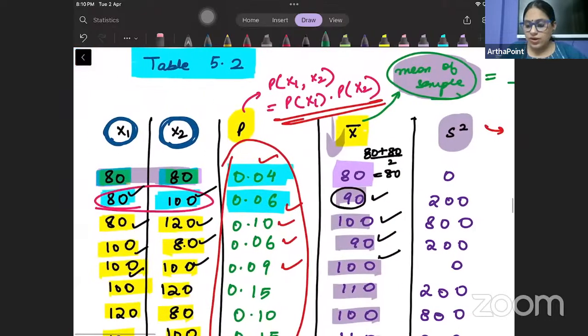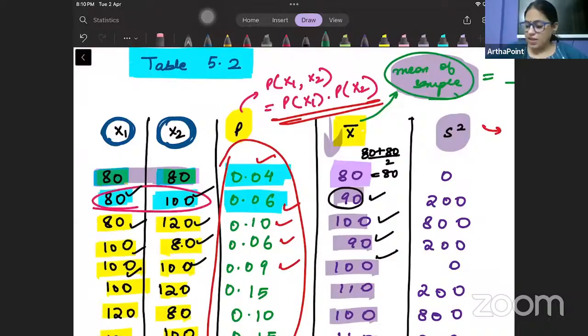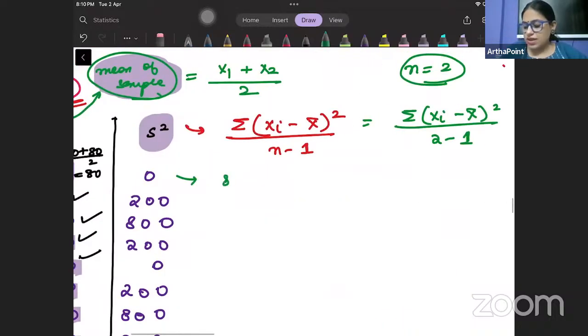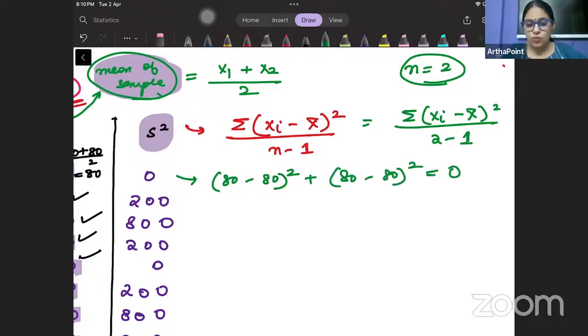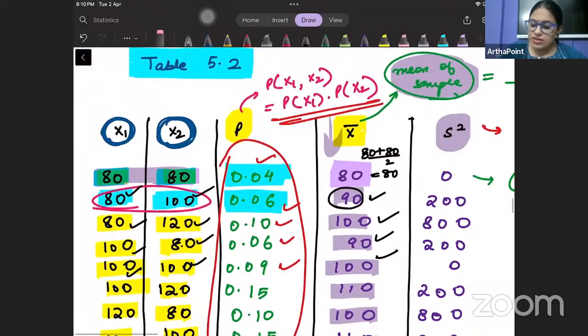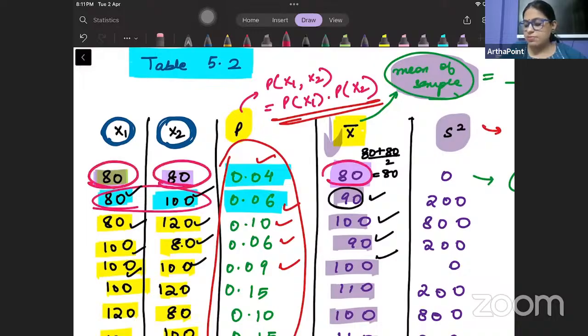So now if I look into the first row, पहली row को देखो, this is going to be 80 minus 80 whole square plus 80 minus 80 whole square, that means 0. So you can clearly see that both the observations are simply the value of the mean. देखो यहाँ पर दोनों ही observations simply mean के बराबर ही आ रही हैं. So since both the observations are simply the value of the mean, the variance is going to be 0. तो यहाँ पे हमने variance को 0 कर दिया है.